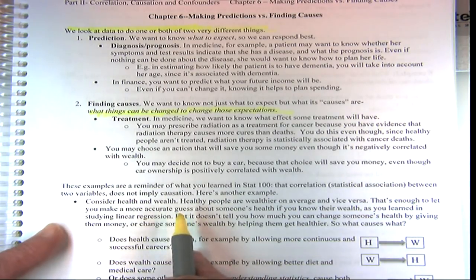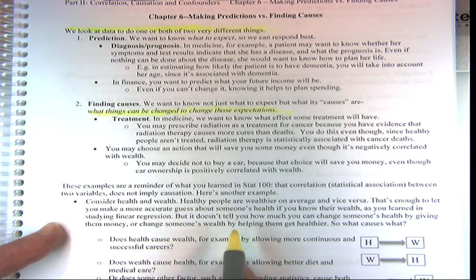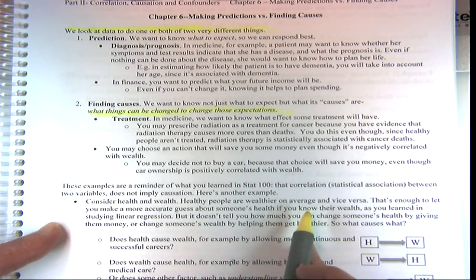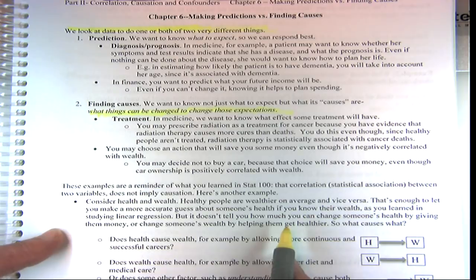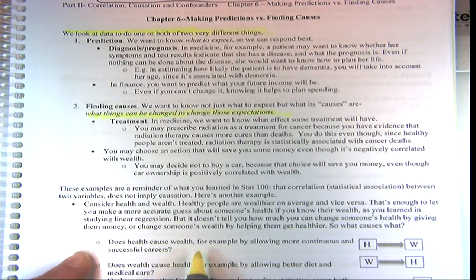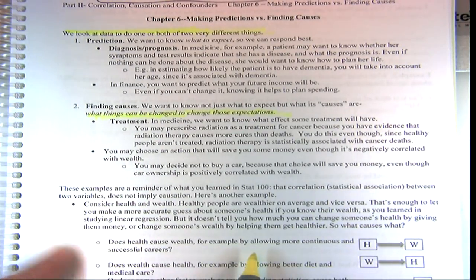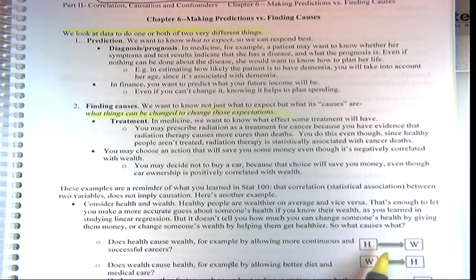Here's a good example, just considering health and wealth, right? Those are correlated. So you might want to ask, healthy people are wealthier and vice versa. So that can help you make a prediction. If you know somebody's wealth, you can predict they're healthier and vice versa. But does health cause wealth? For example, because if you have your health, you're able to have a more continuous and successful career.